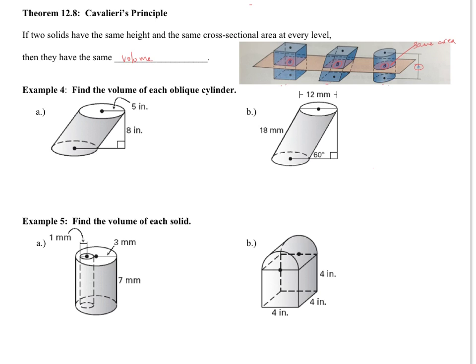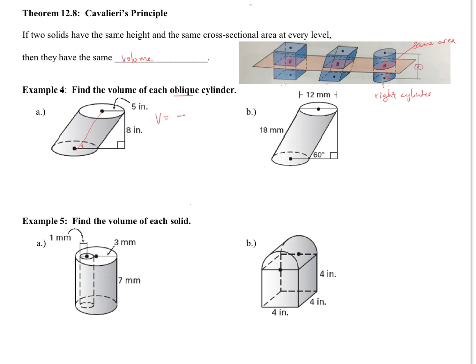Okay, and let's move on to example 4 here. Find the volume of each oblique cylinder. The reason why it's called oblique is because it's slanted. So to find the volume of this one, it's pretty much just like finding the volume of a right cylinder. A right cylinder means it's standing at a right angle. But this one is completely slanted at an acute angle.